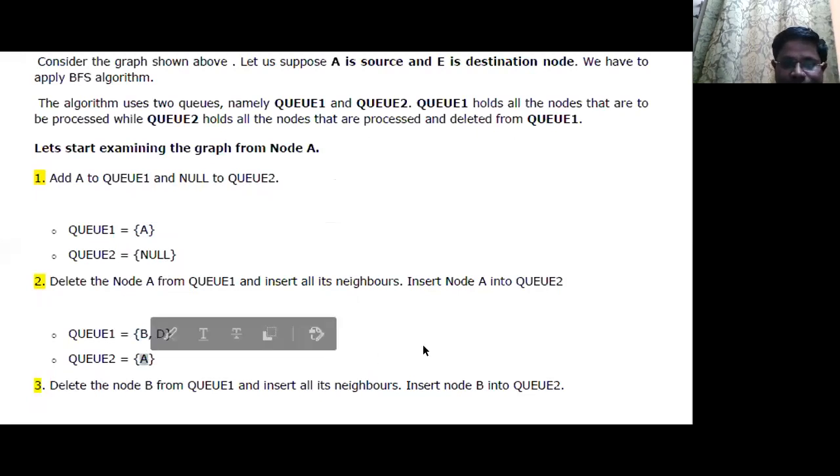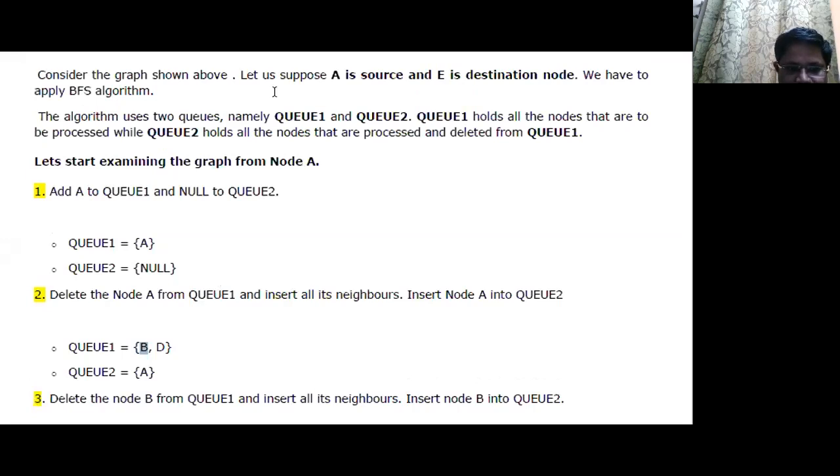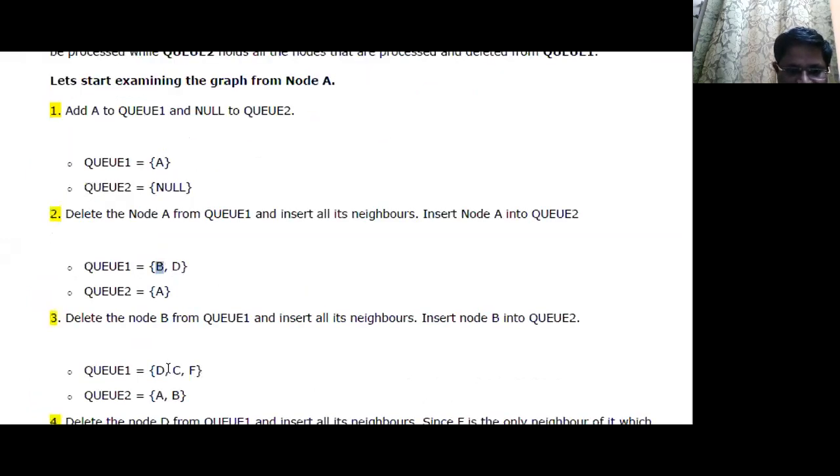So this is the second step. Now again, delete B from Q1. So delete B and insert all the neighbors of B into Q1. How many neighbors of B are there? The neighbors of B are C and F. So there are 2 neighbors, C and F. So I have added C and F to Q1 and B moves to Q2.